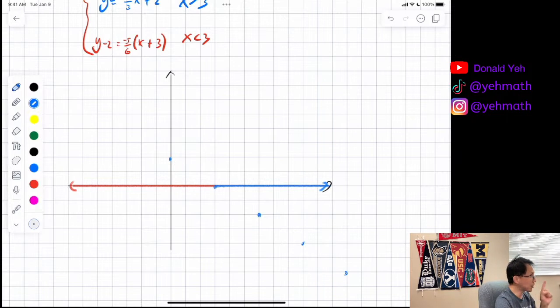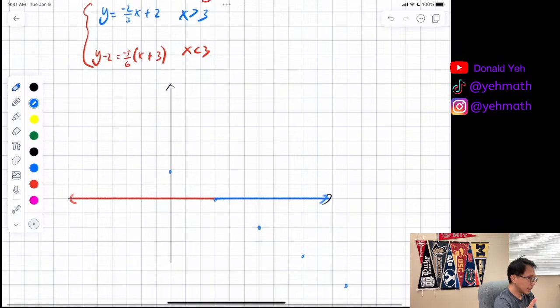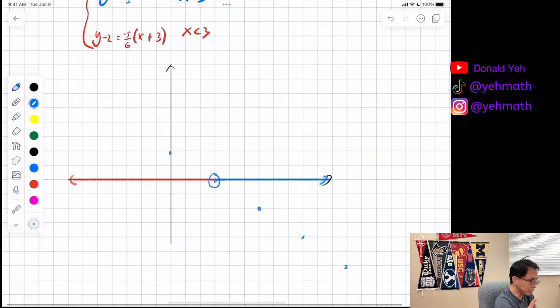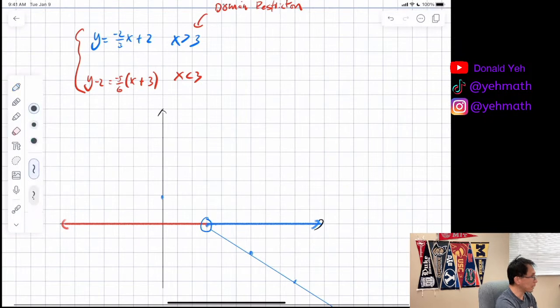But I'm not going to start graphing until x is greater than 3. Now that means this part is an open circle going this way. Now you realize I didn't graph anything less than that. Because this is called a domain restriction. I restricted the part of this graph going forward. Is that okay? Does everybody understand this?